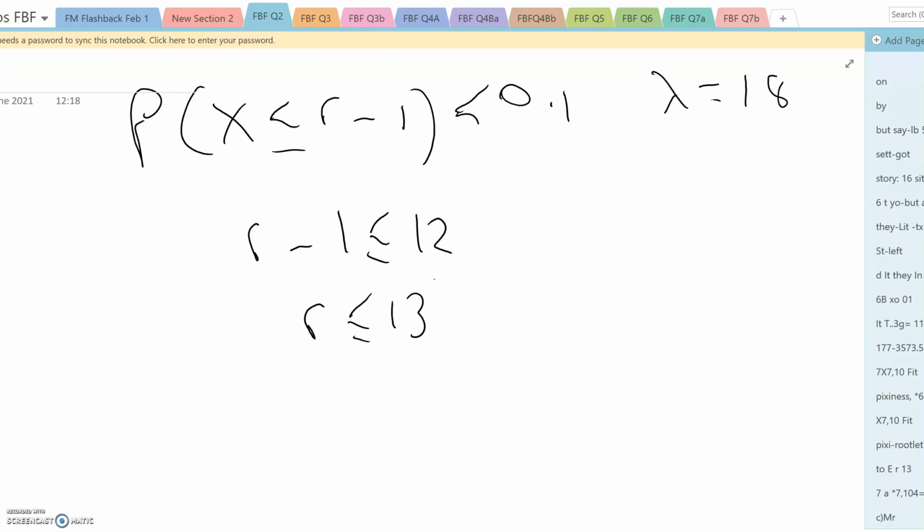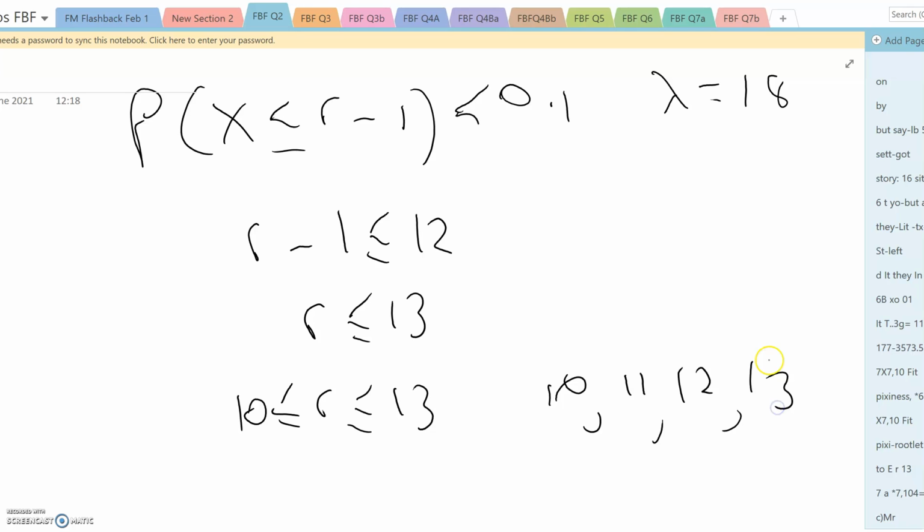So basically, to stop a probability of a type 1 error being more than 0.1, we need r greater than or equal to 10. To stop a probability of a type 2 error being more than 0.1, we need r less than or equal to 13. So those are the numbers that must satisfy it. Obviously, r's got to be a whole number, so that's the answer.